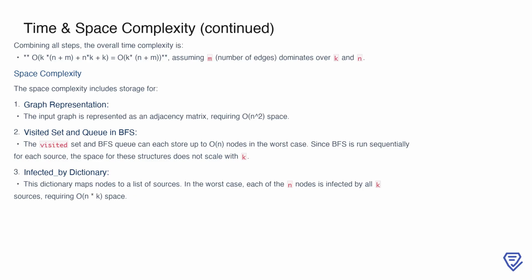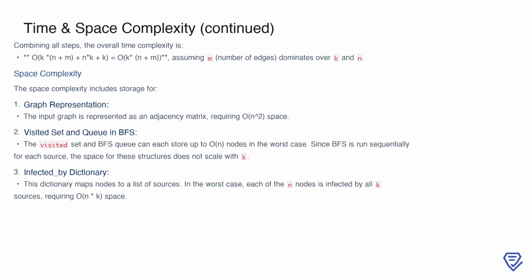Now, looking at the space complexity, we account for several key components. First, the graph is represented as an adjacency matrix, which requires n squared space. This is the most expensive component in terms of memory usage. Then, during the BFS, we use a visited set and a queue, each capable of storing up to n nodes in the worst case. However, since BFS is performed sequentially for each source node, this space does not scale with k.